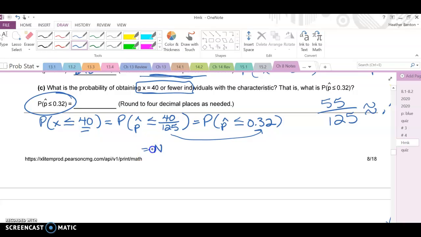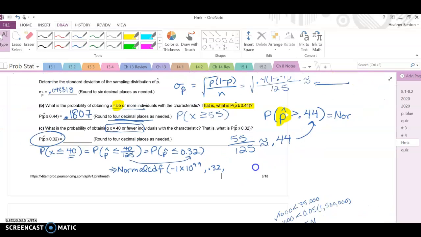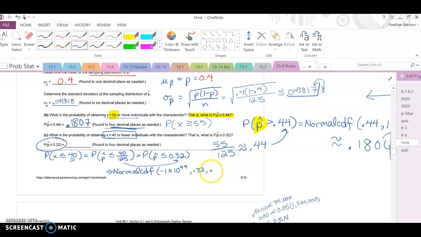So we're going to go to our calculator. We're going to put in normal CDF. We know 40 or fewer. We're going to start with negative infinity up to 0.32. Our mean is what was our mean? 0.4. And our standard deviation was 0.043818. So let's put that in our calculator. Okay, and that comes out to 0.033945. So to the nearest 4 decimal places, we're talking about 0.0339.